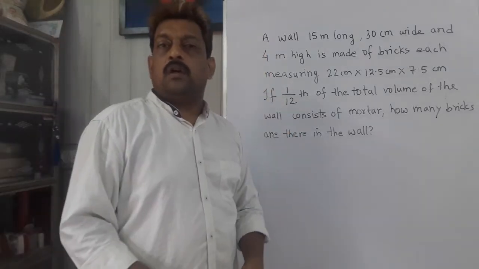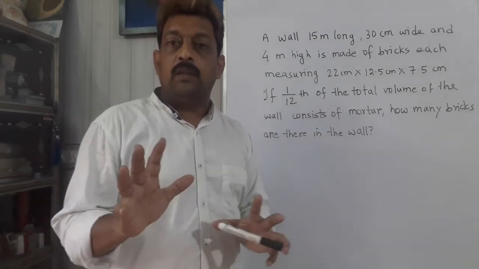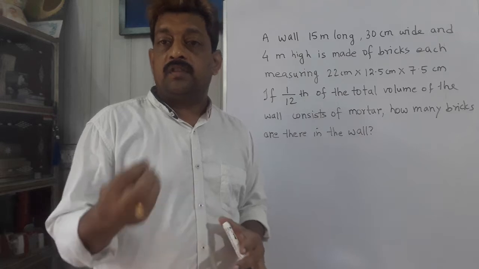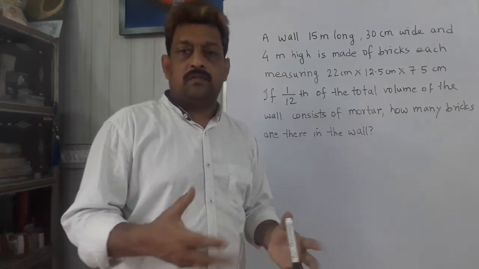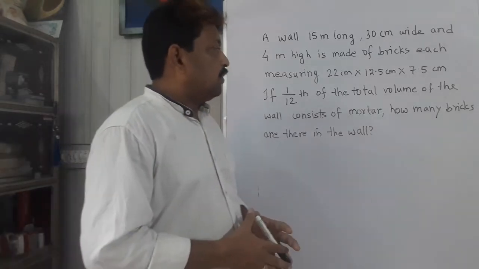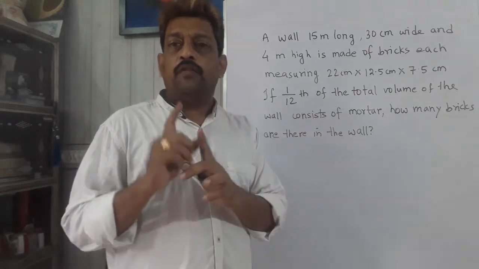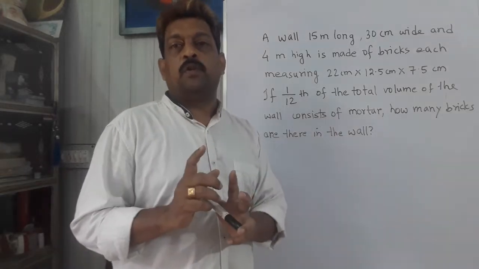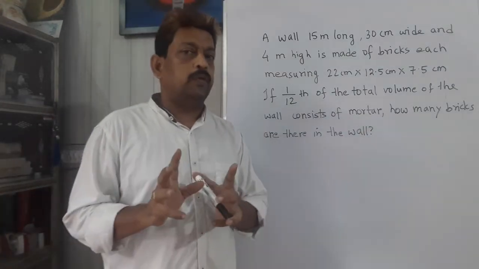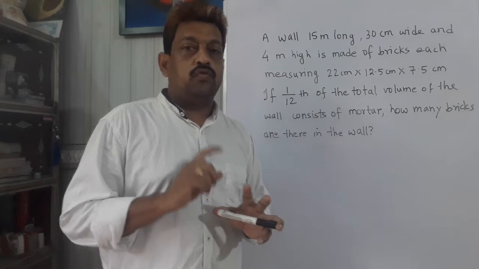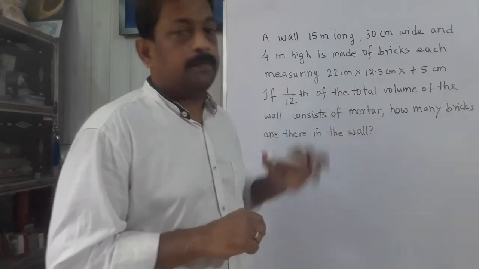As you all know, a wall is not only made of bricks, it is also made with the help of mortar. Mortar is a mixture of cement, sand, water and other adhesive substance, binding material. So the volume of the wall is actually the volume of all the bricks plus the volume of the mortar. Now the volume of the mortar is 1/12 the volume of the whole wall. So we have to find the number of bricks used to make this wall.